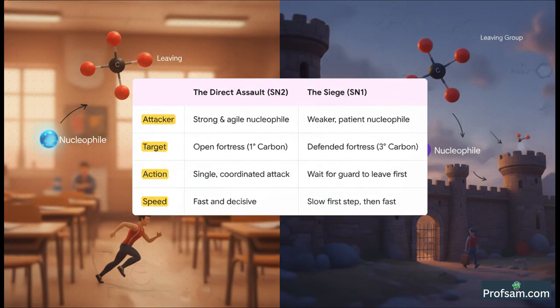For a direct assault, the SN2, you need a very strong and agile attacker. That's our strong nucleophile. And it only works well on an open, undefended fortress, which is our primary haloalkane. The attack is one single coordinated move.